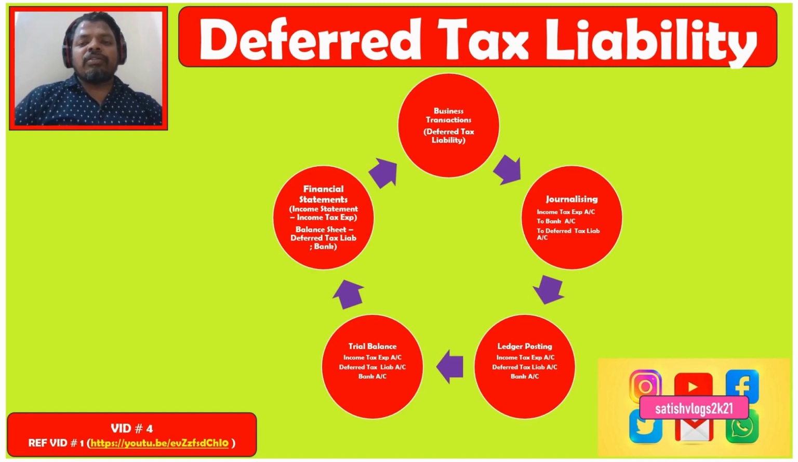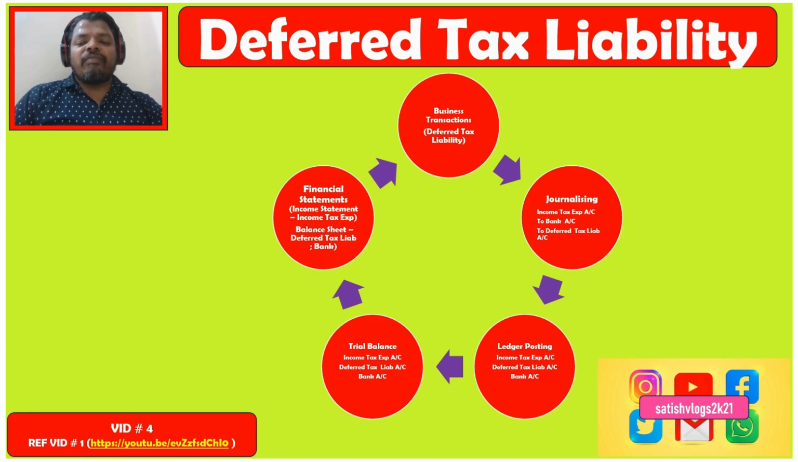For how many accounts the ledger postings were done? Three accounts. What are those? Income tax expense account, deferred tax liability account, and the bank account. So the balances for all these three accounts are required to be updated in the trial balance. So whatever the debit balances which are shown in the trial balance should match up with the balances which are shown under the credit side, because as mentioned several times, as we have been following the double entry system of bookkeeping, there will not be any differences in amounts between debits and credits. The amount should match up.